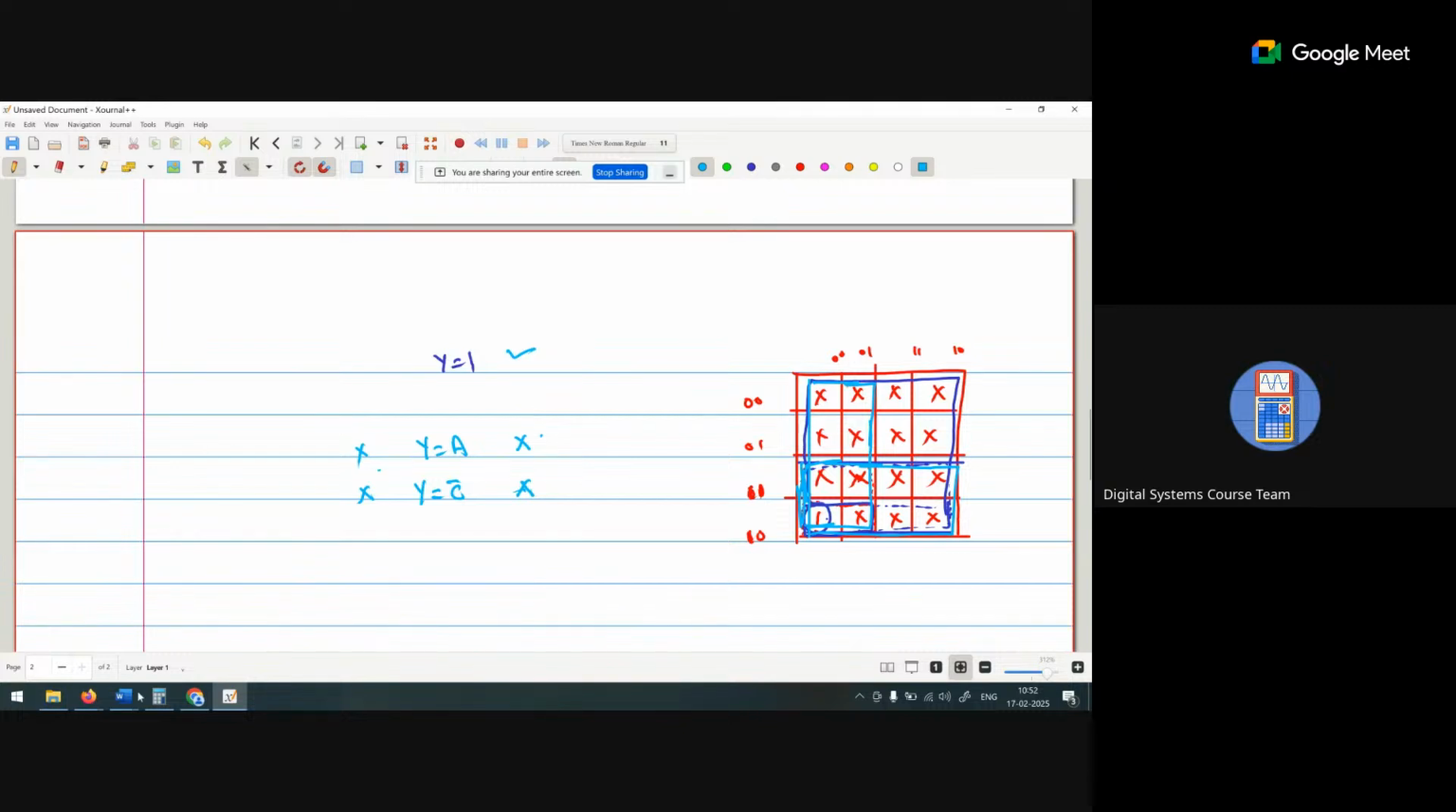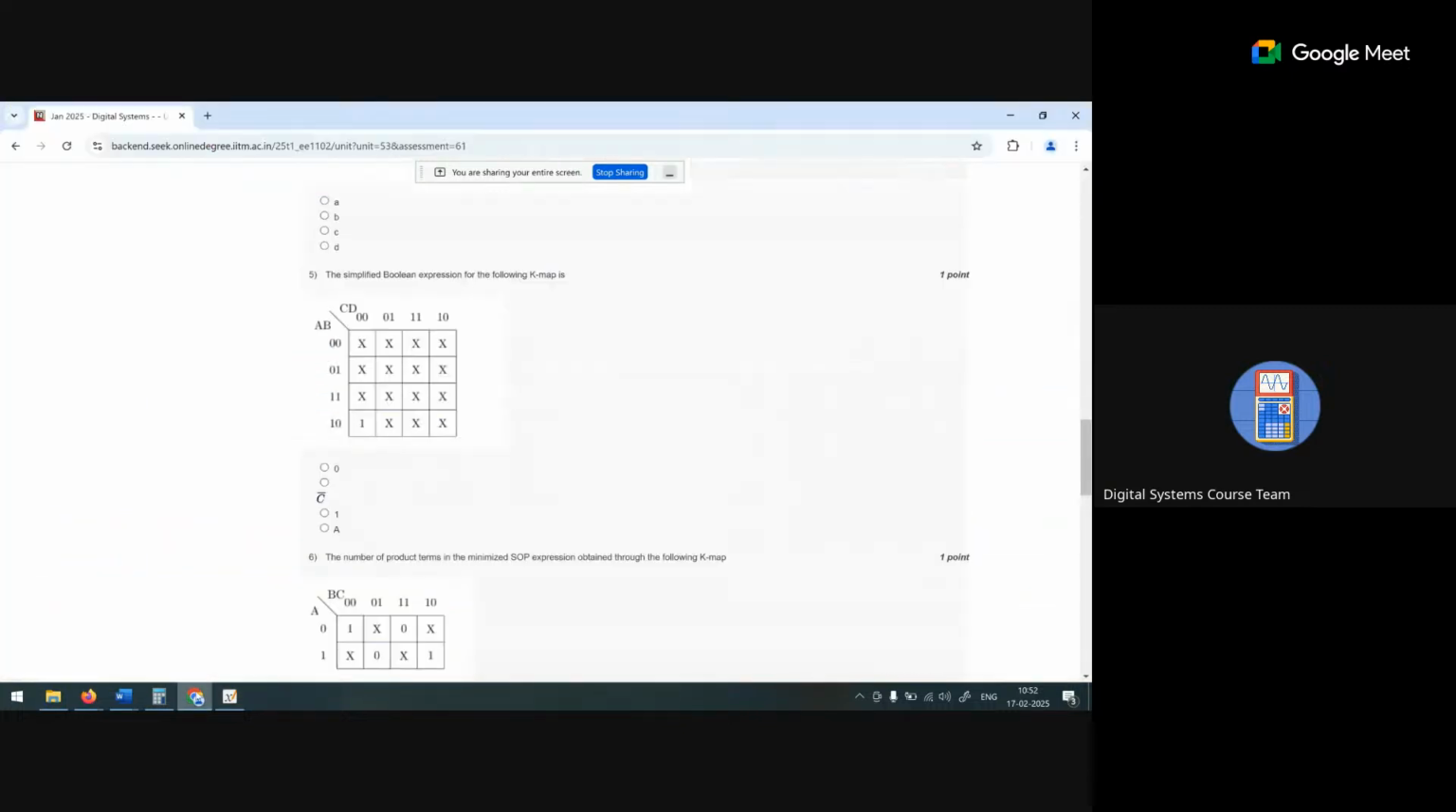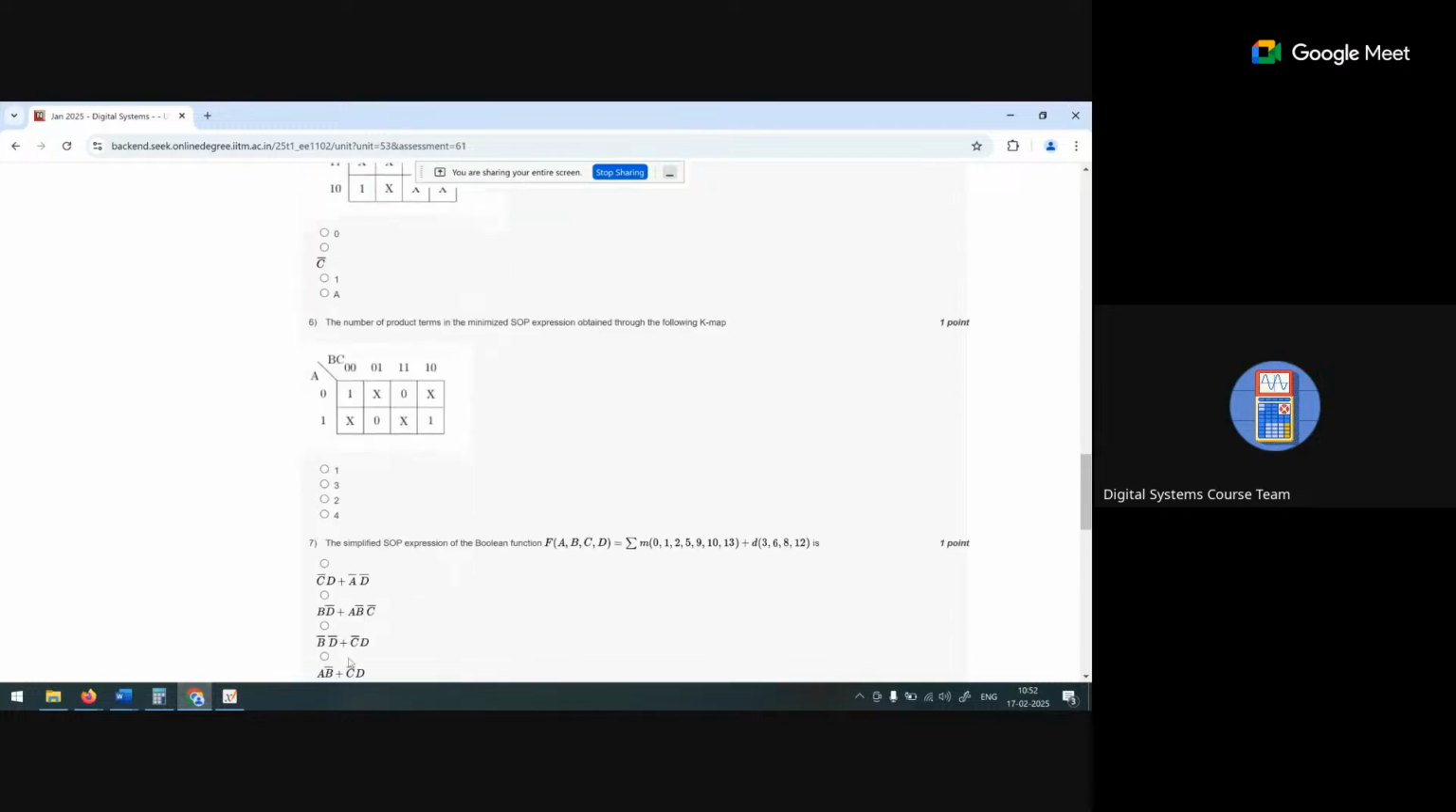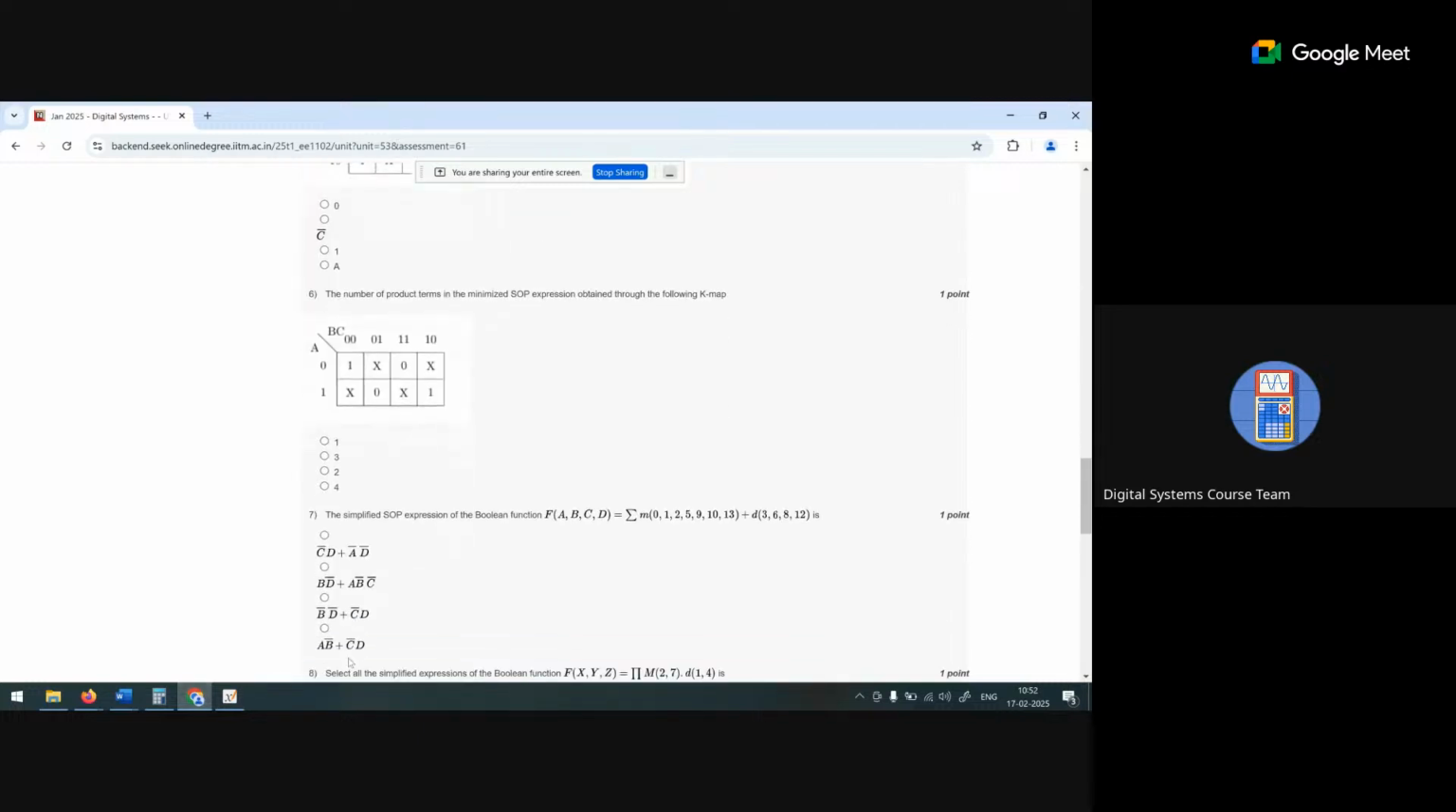Is it now clear? Only the possible answer is 1. If the maximum group size is possible, we should consider only the maximum group size.